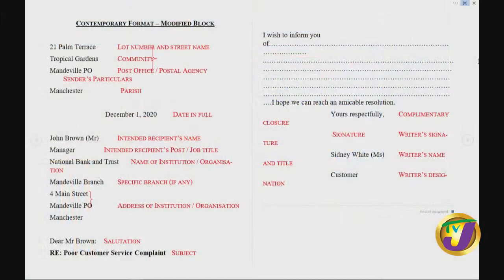Now the next format is the modified block. Modified block because most of the elements are like the block, with the difference of the address and the complimentary close, which are centered. Everything else though is still flush to the side, just like the block format. So that one, not so popular, and we can understand why. Why would you just put the address alone and that? It looks a little odd, I will tell you. For me, it's a little odd.